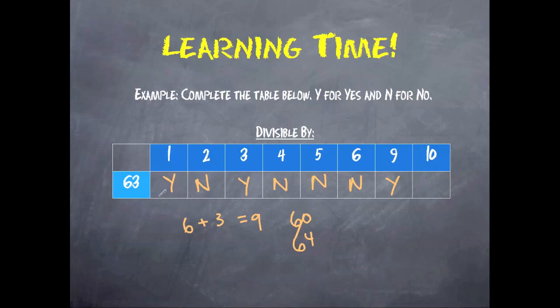And then for 63, we have to check and see if it's divisible by 10. And since it doesn't end in a 0, then it's not divisible by 10. So that means that the number 63 can be divided by 1, 3, and 9.